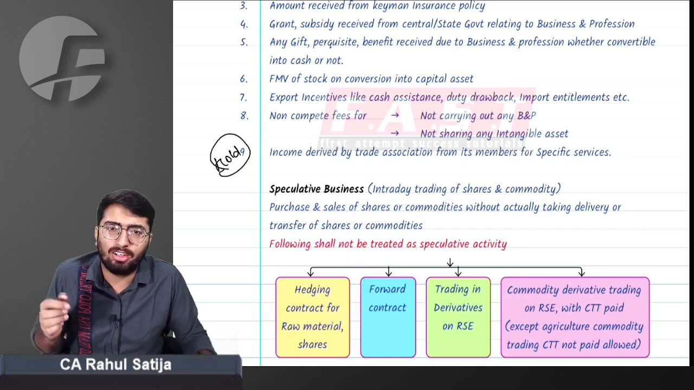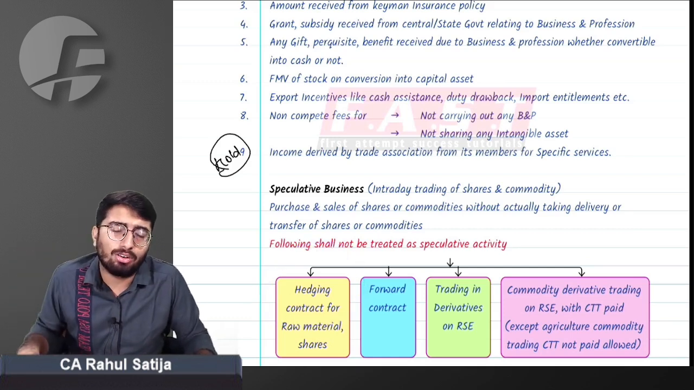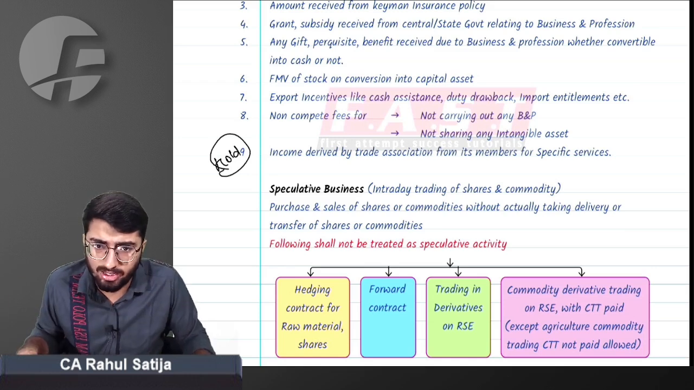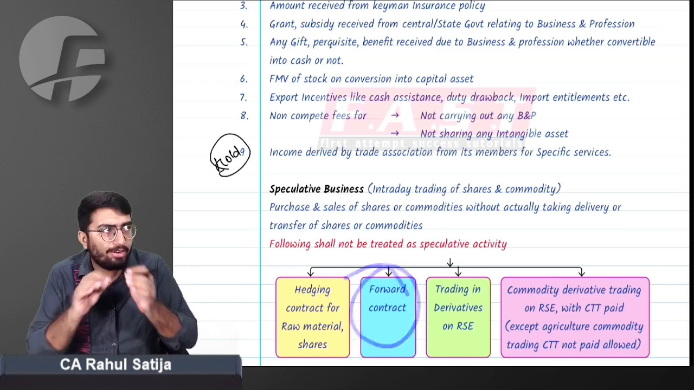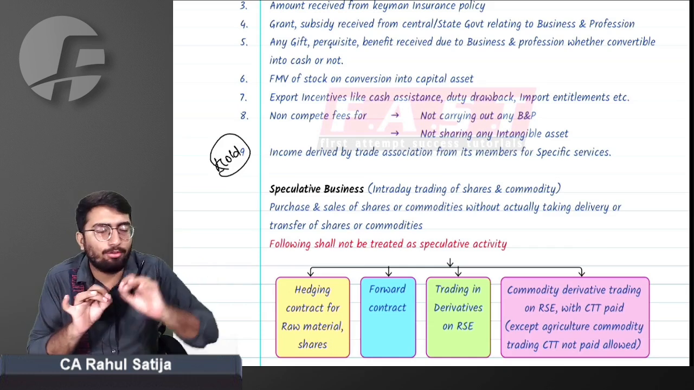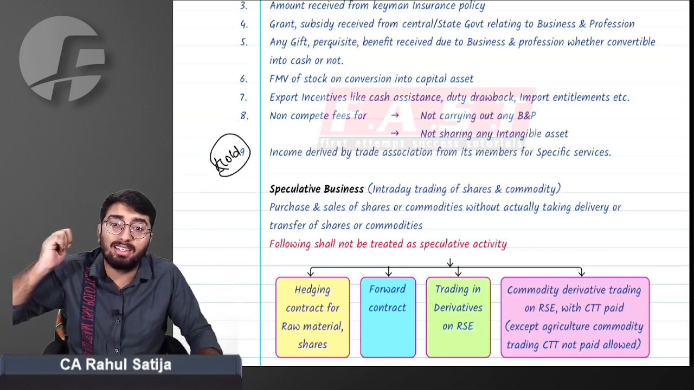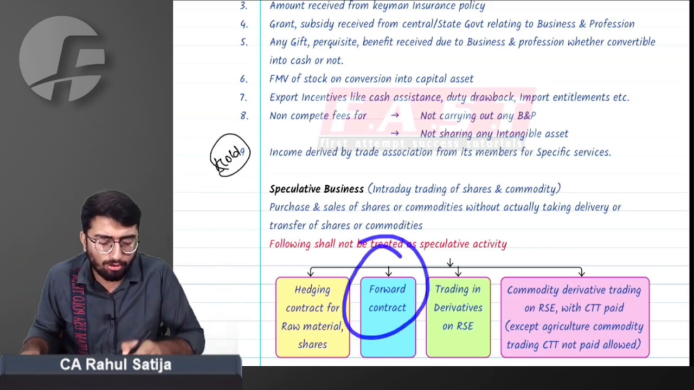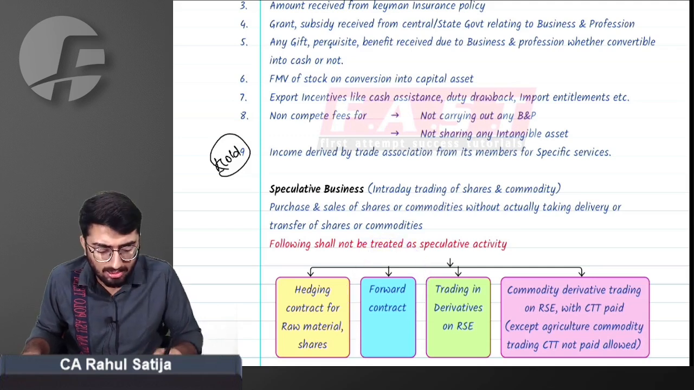Will that be considered as speculative? Right answer is if you are hedging for raw materials, it will not be treated as speculative. Any kind of forward contract, for example, I am entering a forward contract for 3 months later to buy any kind of currency, will not be considered as speculative.